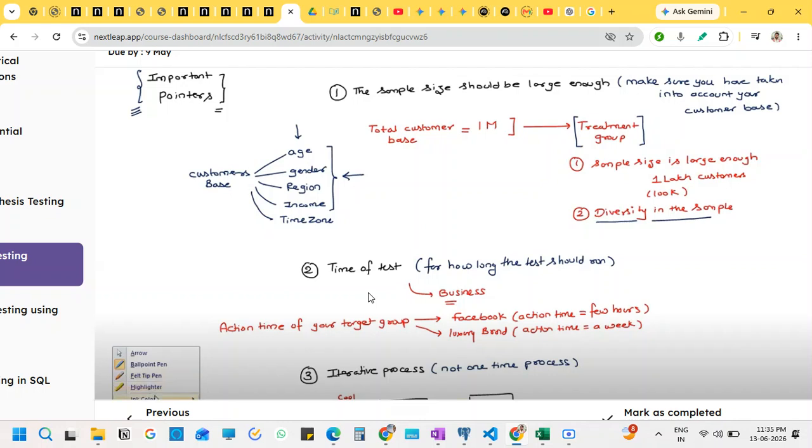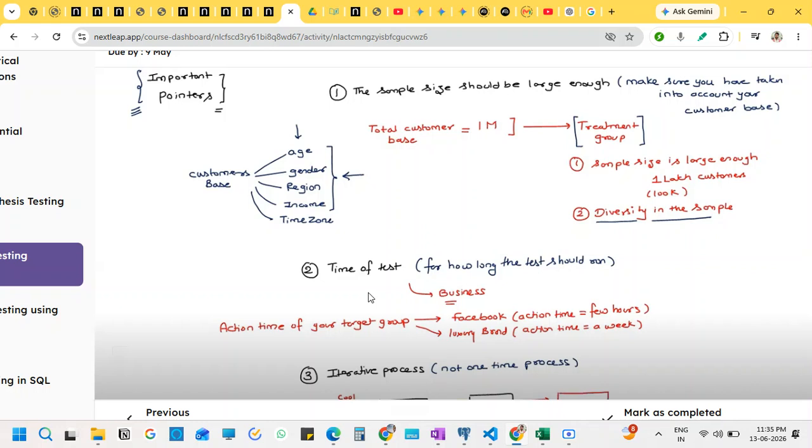Even if it starts showing variation, so let's say here it started showing variation, so your treatment group shows a variation, then also you should perform it one more time. This is your final test, again for 2 weeks.